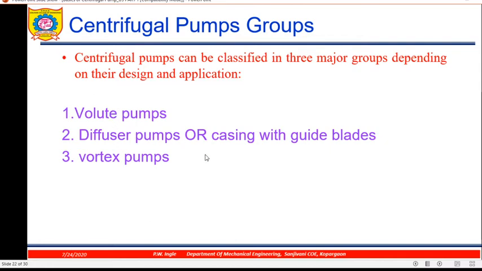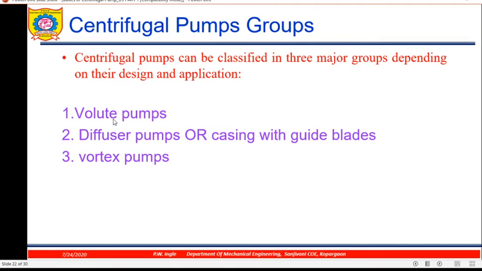But in case of diffuser pump, there will be a casing with guide plates. Some conversion of kinetic energy into pressure energy will be taking place in the guide plates, which have diffuser action. That's why it is known as diffuser pump. And the remaining part of the conversion will be taking place in the casing.